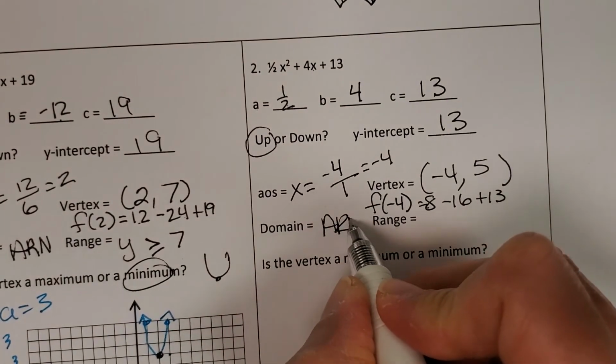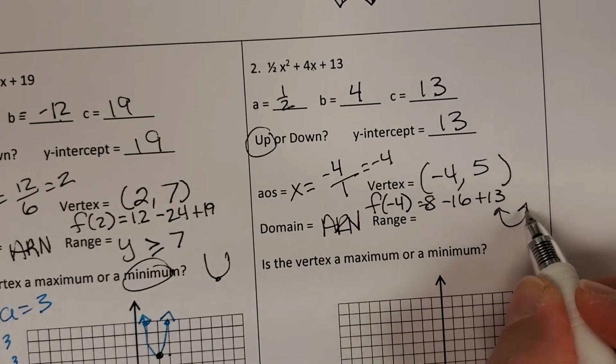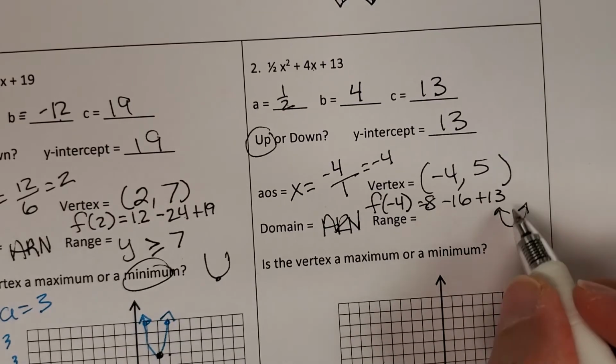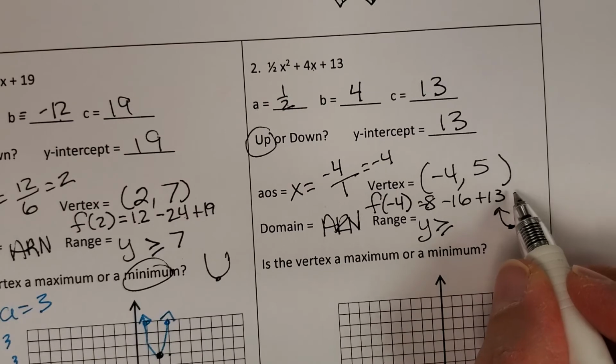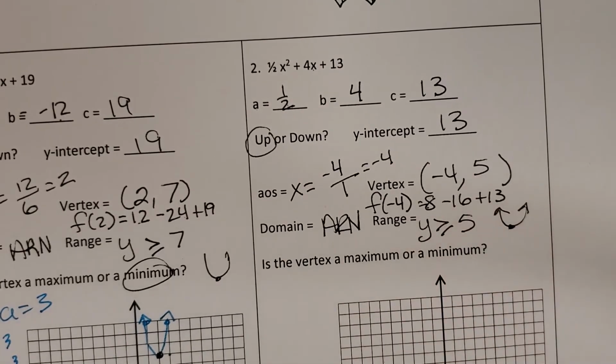Our domain is always all real numbers because in a parabola, the sides go forever to the left and forever to the right, but they don't go forever up and down. That's why the range is limited, and it starts right here and goes up, and that starting place is this y value. So we say y is greater than or equal to 5.